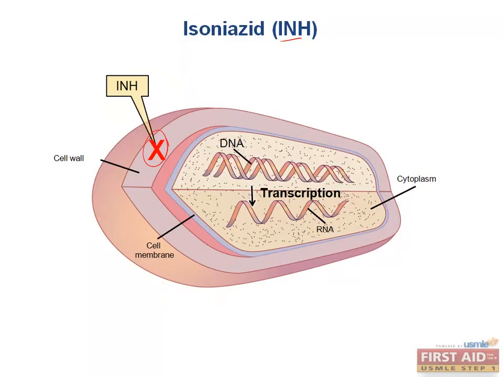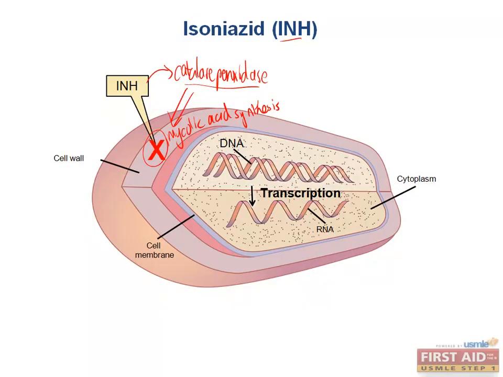INH actually requires conversion by catalase peroxidase into the active metabolite that will then inhibit mycolic acid synthesis. I've written this out for you to illustrate my point. Realize that mutants of TB that do not have this catalase peroxidase activity will therefore be resistant to isoniazid.